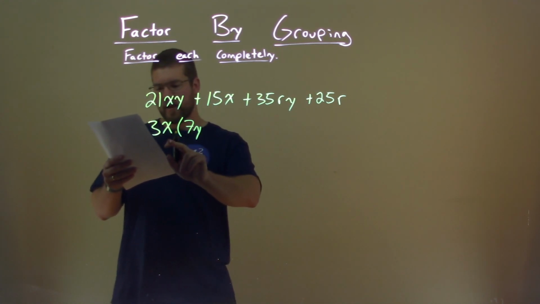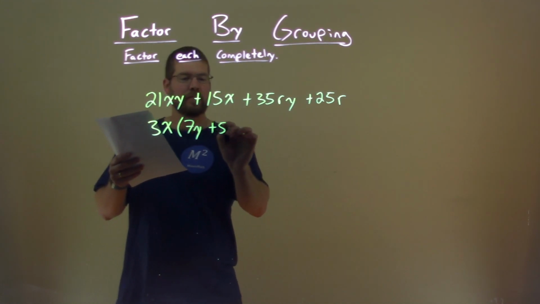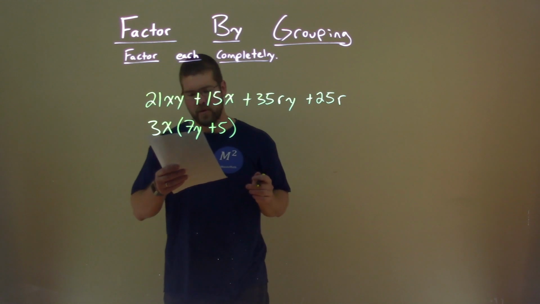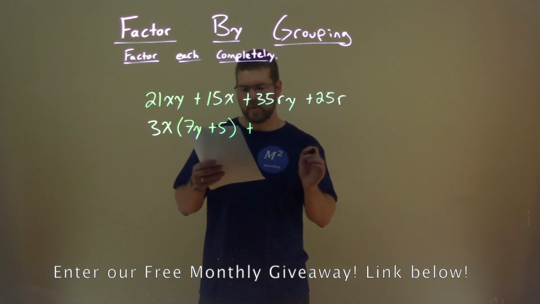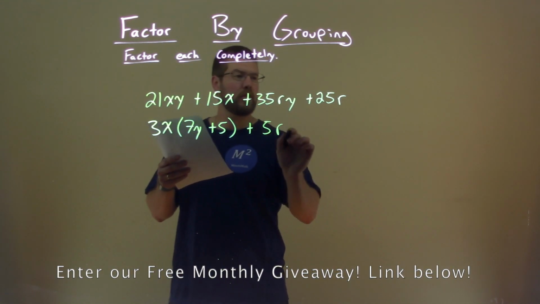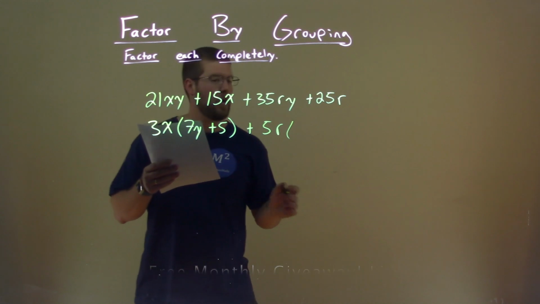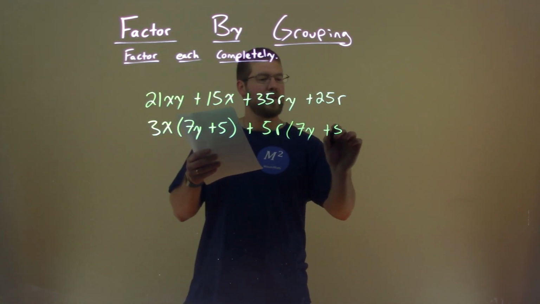15x, we pull out the 3x from there, and we're left with just a 5. So now we're going to do the same thing with the second half. We have 35ry and 25r. Well, 5 goes into both of these, and so does an r. We pull out a 5r, and we have a 7y plus 5 here.